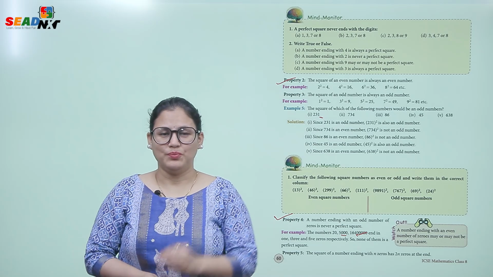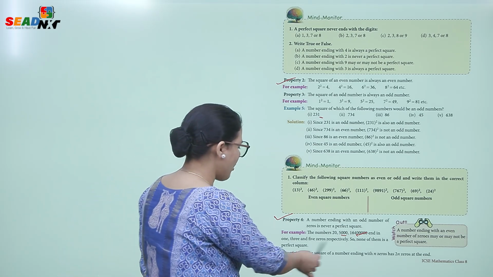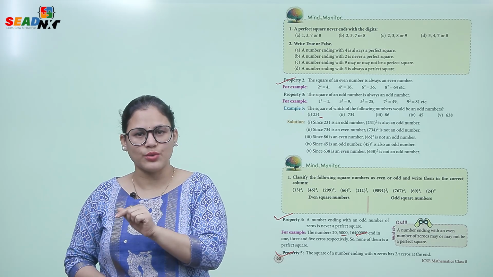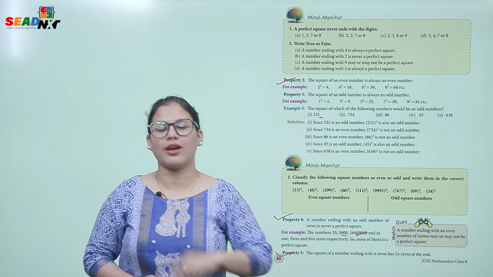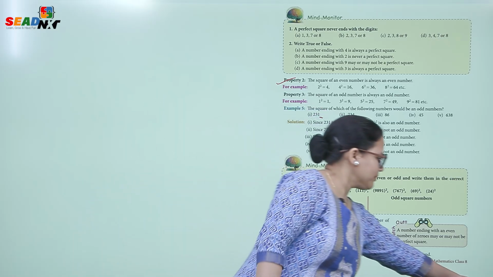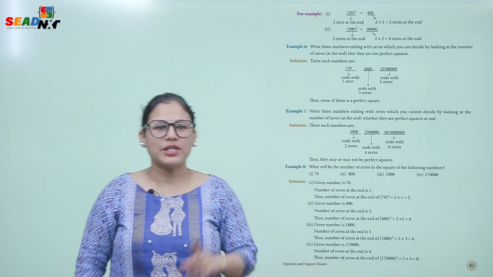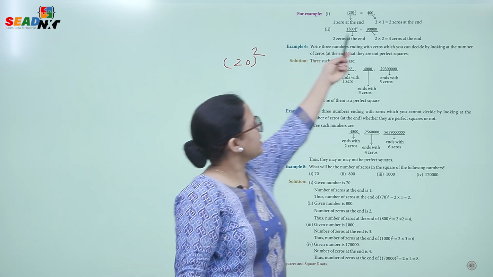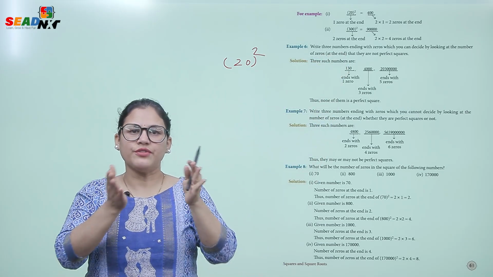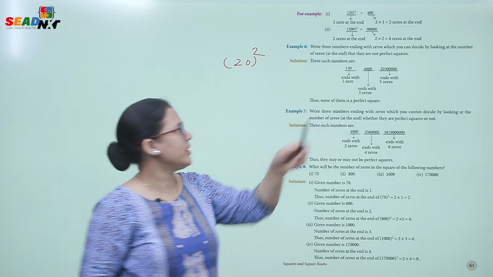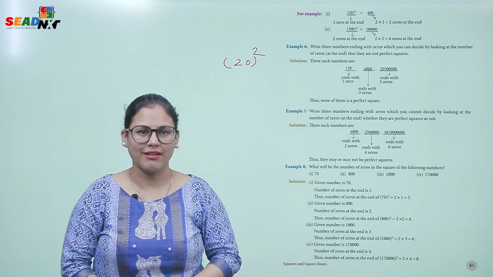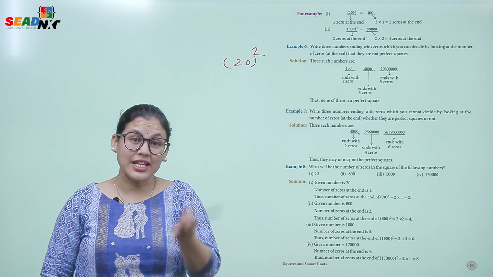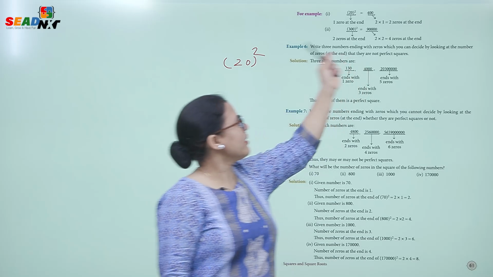Okay, now property number 5, the square of a number ending with n zeros has 2n zeros at the end. How? Let's check with the help of an example. For example, 20. Okay, so 20 square. See, there is 1 zero at the end. Okay, and after finding the square of 20, which is 400, there are 2 zeros at the end. Okay, next example is 300. There are 2 zeros at the end, and after finding the square, we have 4 zeros at the end.